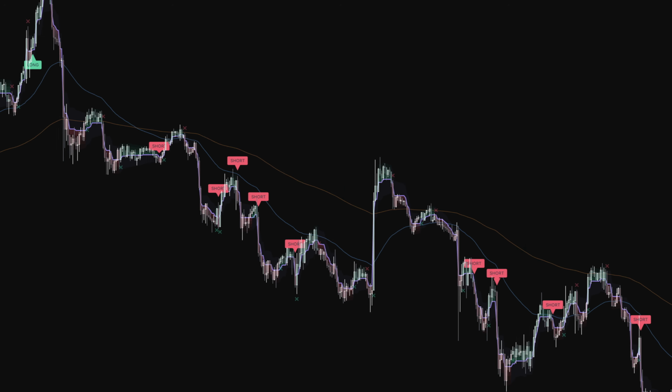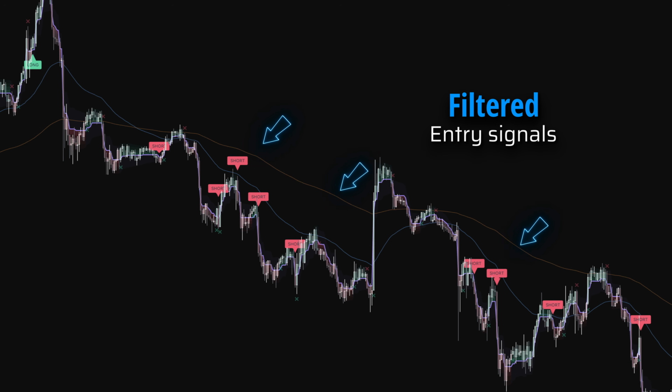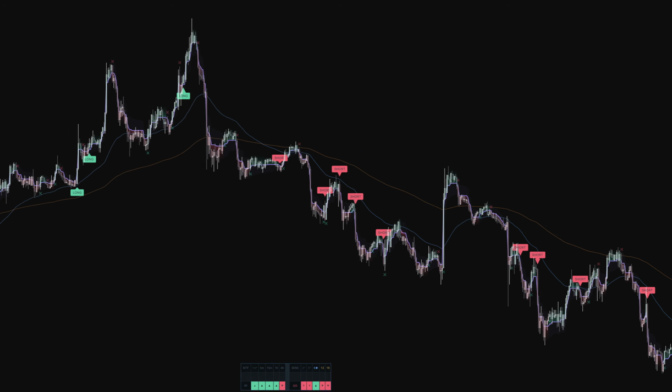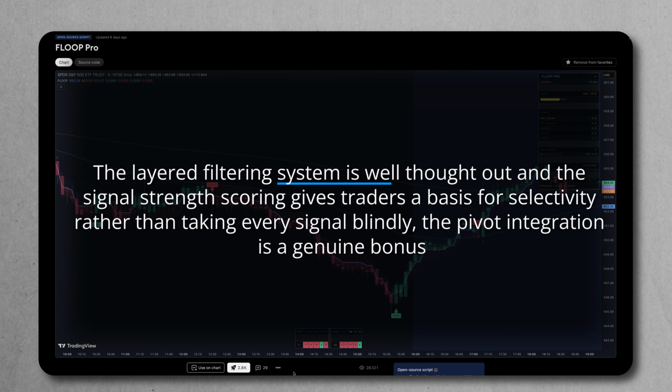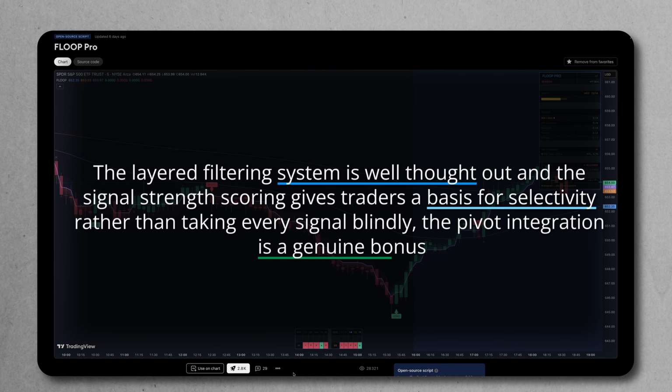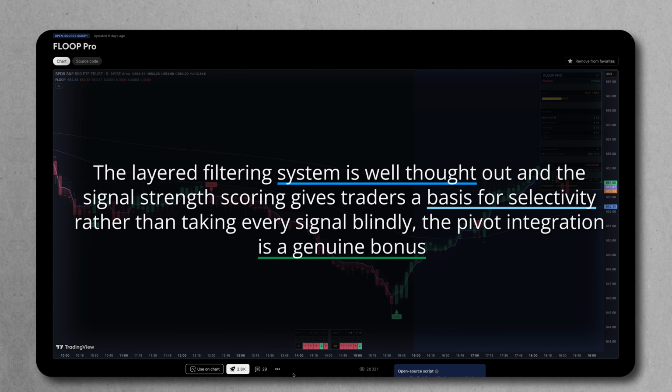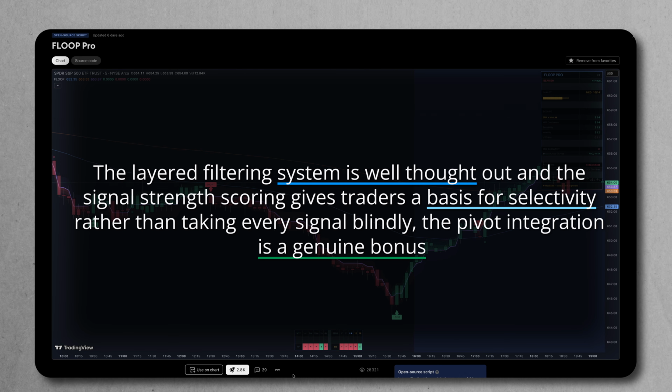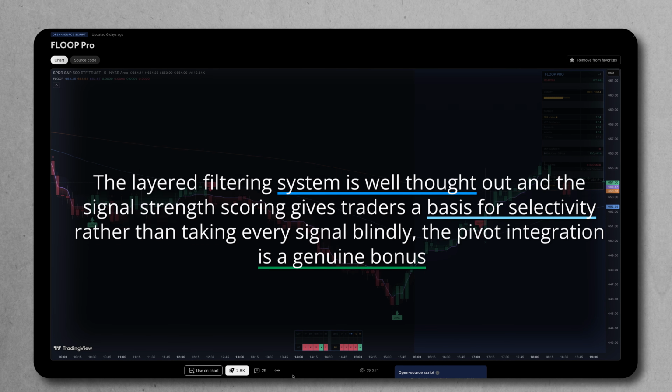In real trading use, the multi-gate filtering approach is the strongest part of the indicator. Blocking signals during low ADX and high choppiness conditions meaningfully reduces whipsaw entries that a raw range filter would otherwise produce. The layered filtering system is well thought out, and the signal strength scoring gives traders a basis for selectivity rather than taking every signal blindly. The pivot integration is a genuine bonus.